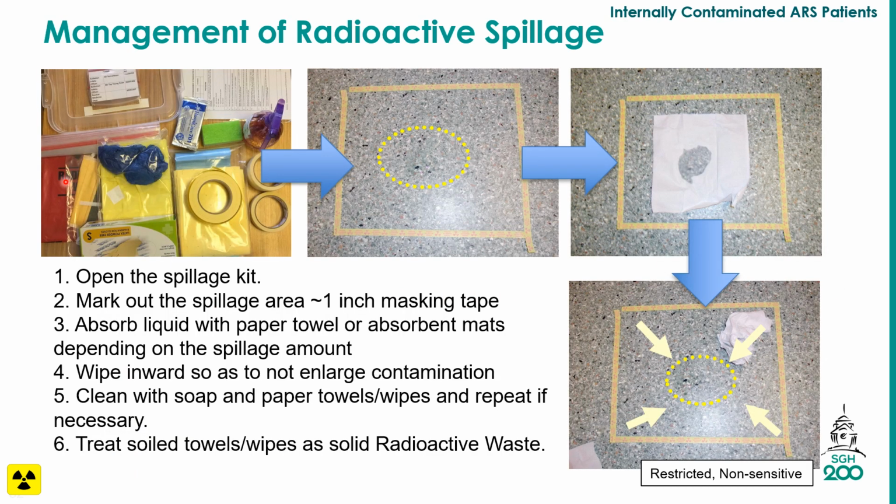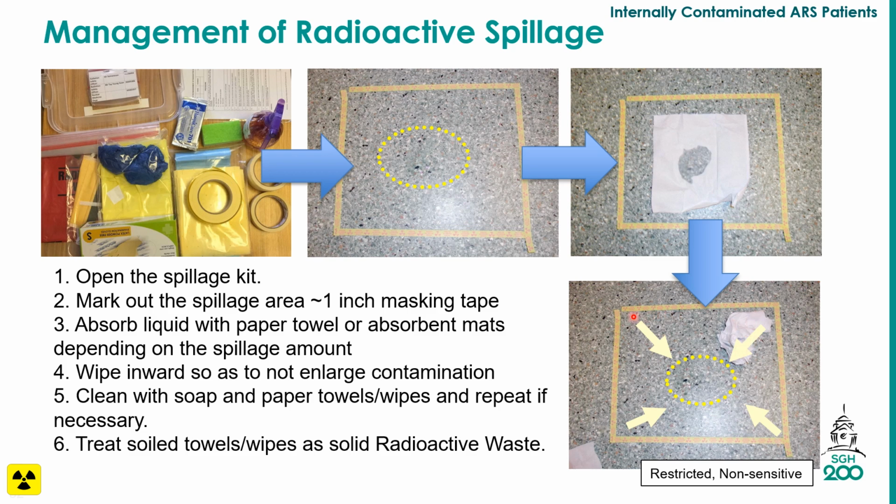Let's go through the management of radioactive spill. This is a spill kit as I showed you before. If there happens to be a spill, for example on the floor, what we need to do is open up the spill kit, mark out the spillage area with a 1-inch masking tape so that you know where the contamination is, and then soak up the radioactivity with disposable paper or towels. Once that is clear, you want to clean out to in.